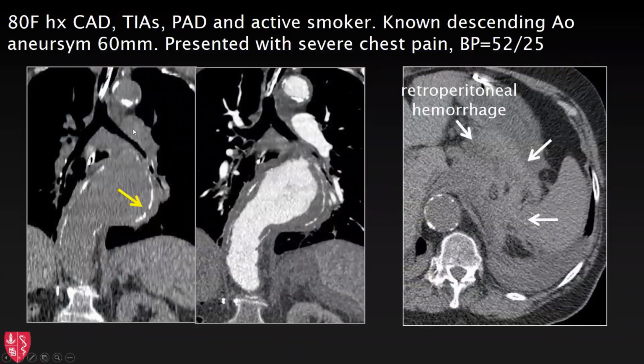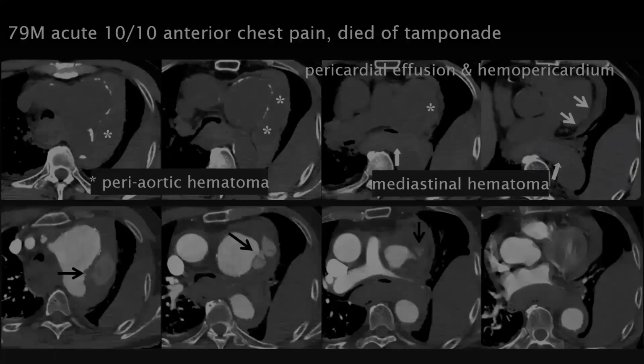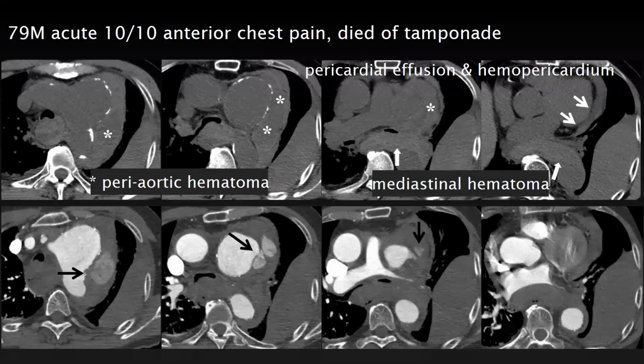Another situation here: this was a patient who had a descending thoracic aortic aneurysm, but the blood was actually tracking along the aorta all the way to the mesentery, along the esophagus and into the omentum. Again, the in-hospital mortality is really high in this patient, and the long-term survival of these patients is expectedly also not very good.